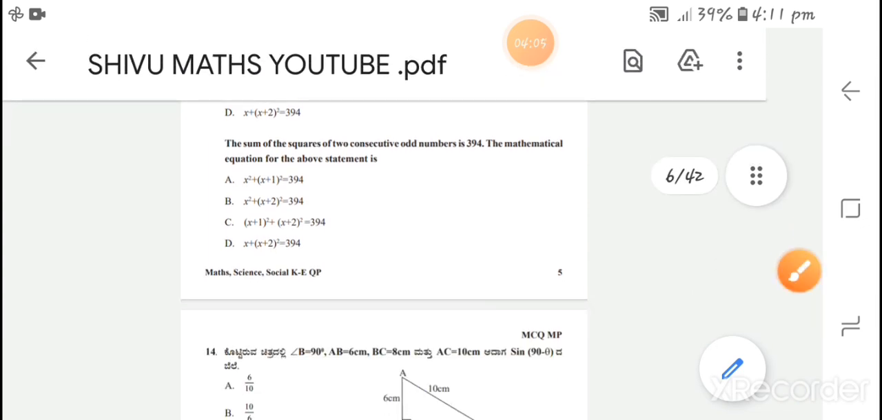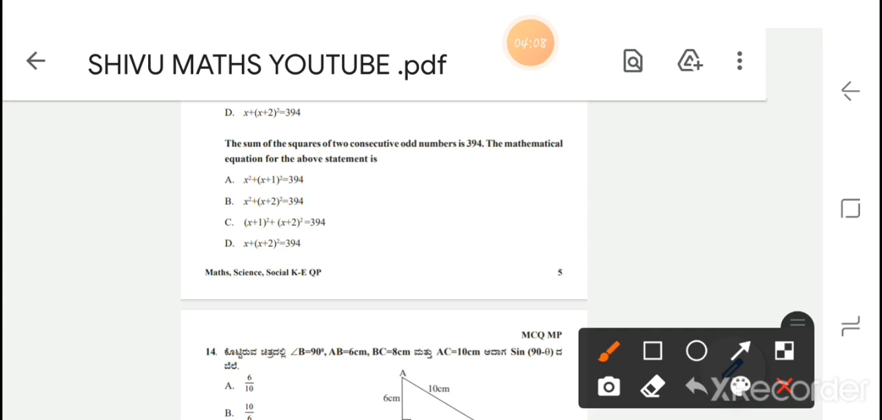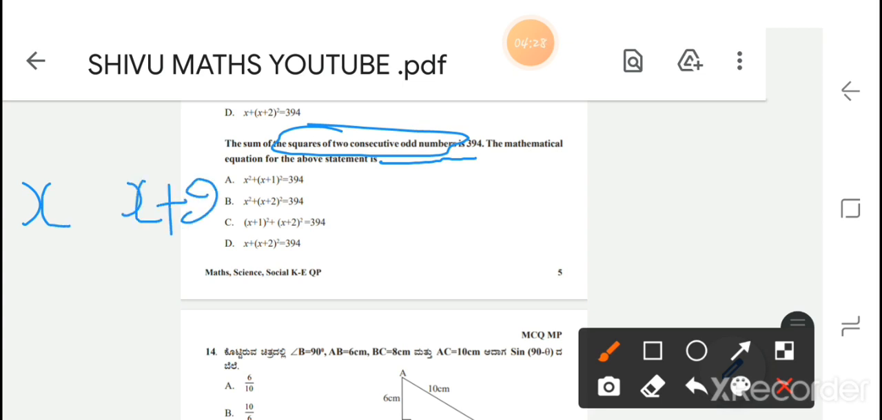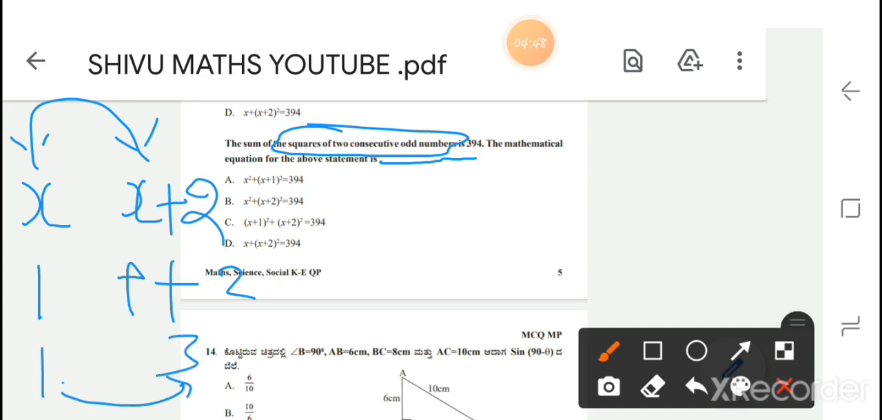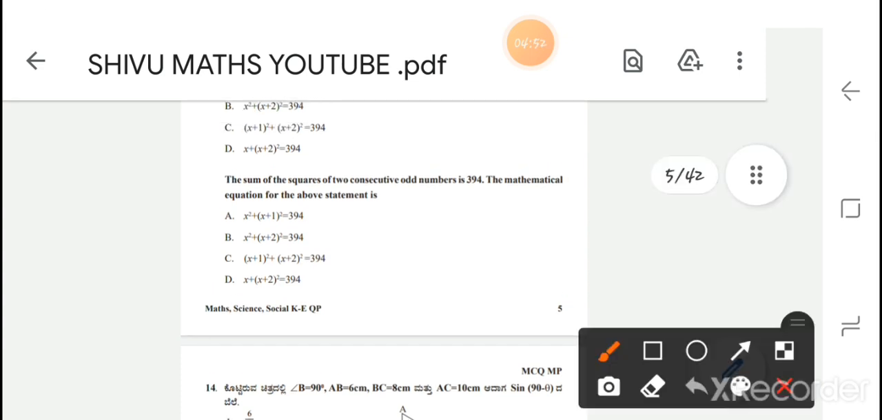What is the 13th question here? The sum of squares of two consecutive odd numbers is 394. The mathematical equation for the above statement is, see, the sum of the squares of two consecutive odd numbers. I consider x as an odd number. The next odd number is x plus 2, because these two are consecutive numbers. If I consider 1 as an odd number, the next odd number is obtained by adding 2, and we get 3. 1 and 3 are consecutive odd numbers. That's why you need to take the consecutive odd numbers as x and x plus 2. For even numbers also you should take x and x plus 2 as the consecutive even numbers.